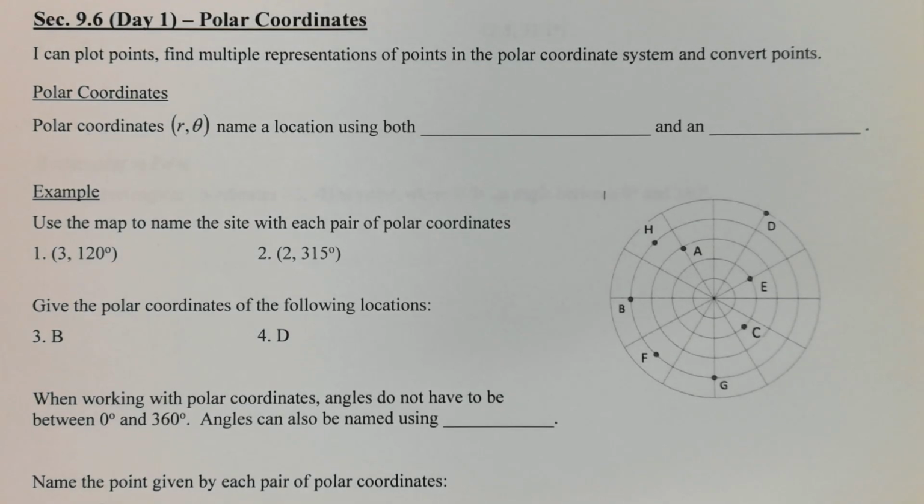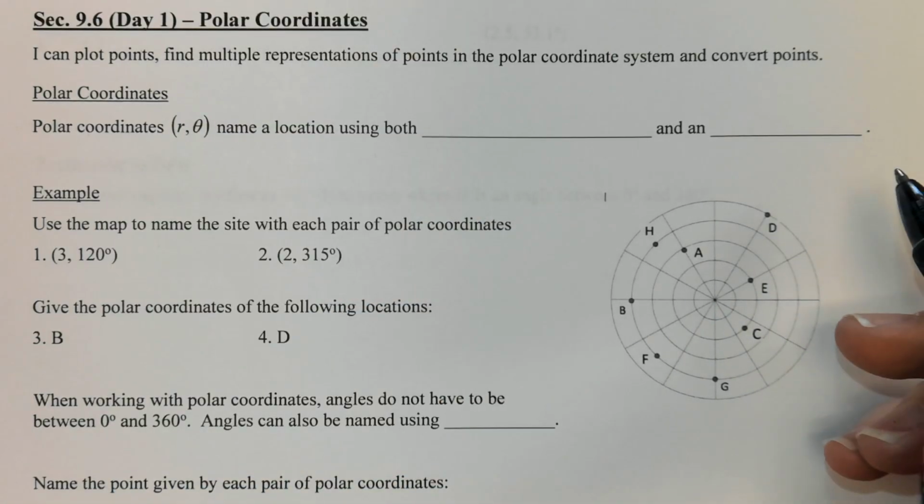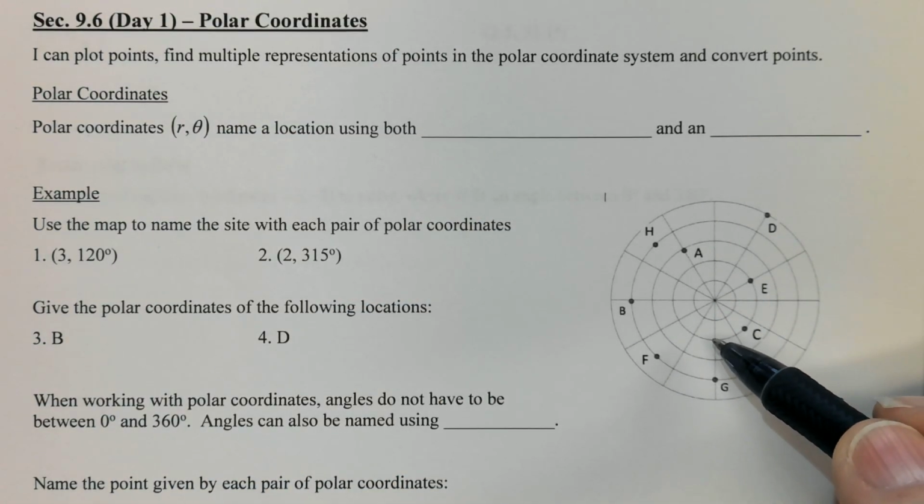All right, this is section 9.6 day one, and we're going to start talking about polar coordinates, which is just another way really to measure locations. You are used to the rectangular coordinate system, which is like an x and a y, how far over and how far up. And that doesn't always work for every situation.